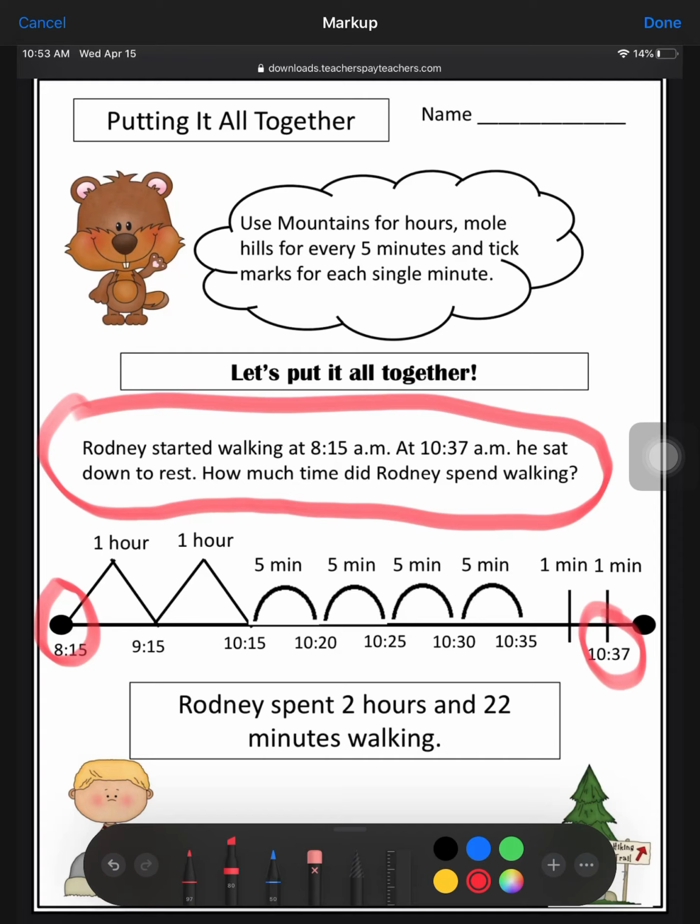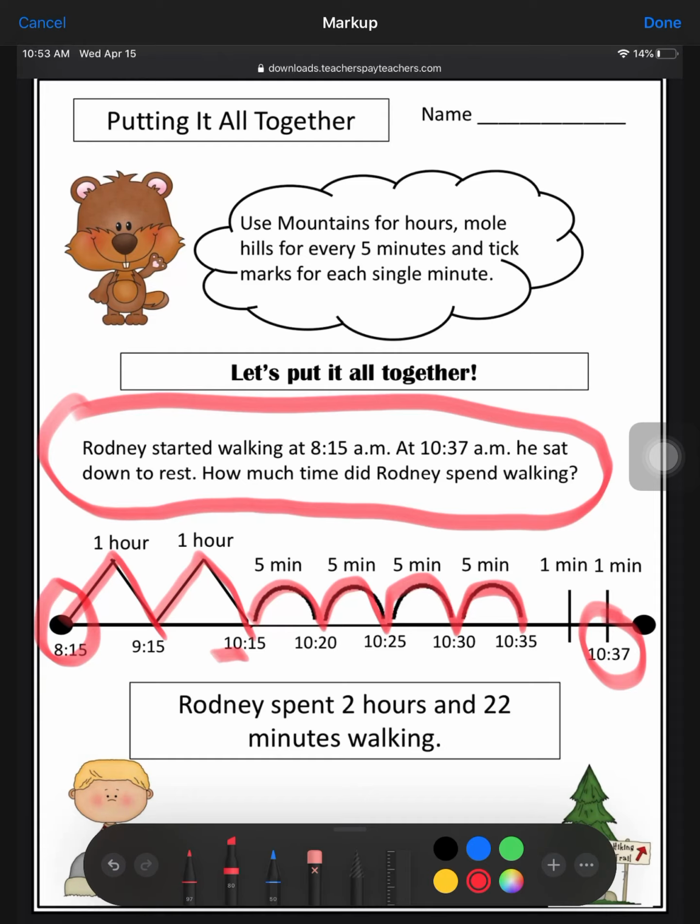Okay? So we're going to go from 8:15 to 9:15, that's 1 hour. 9:15 to 10:15, that's another hour. Since we are in the 10 o'clock hour, we can't count any more hours, because if we did, the next time would be 11:15, and that would be too far. He did not walk past 10:37. So once you get into the hour that you are trying to get to, now you're going to switch to counting by fives. So from 10:15 to 10:20 is 5, 10:20 to 10:25, 10:25 to 10:30, 10:30 to 10:35.